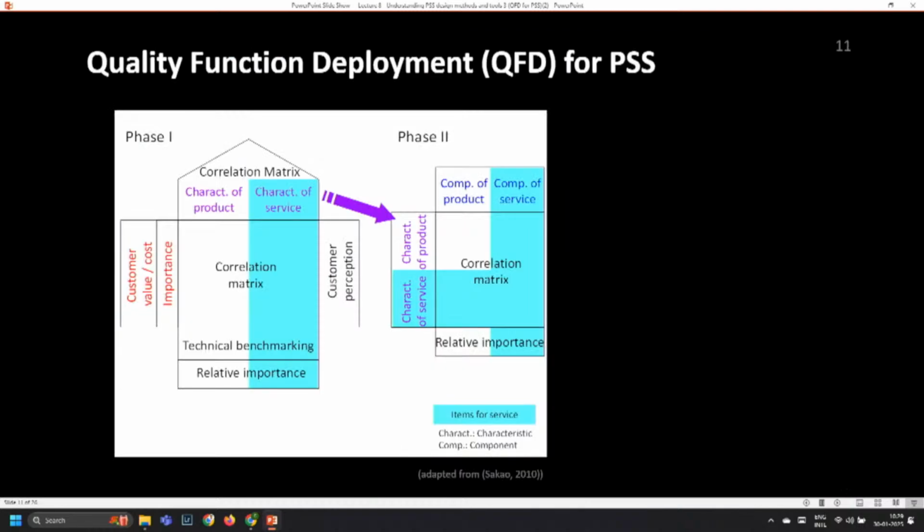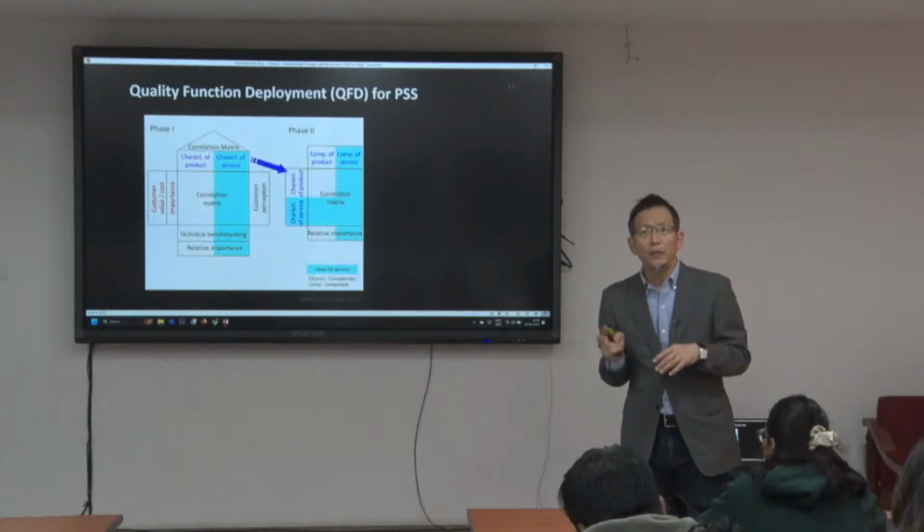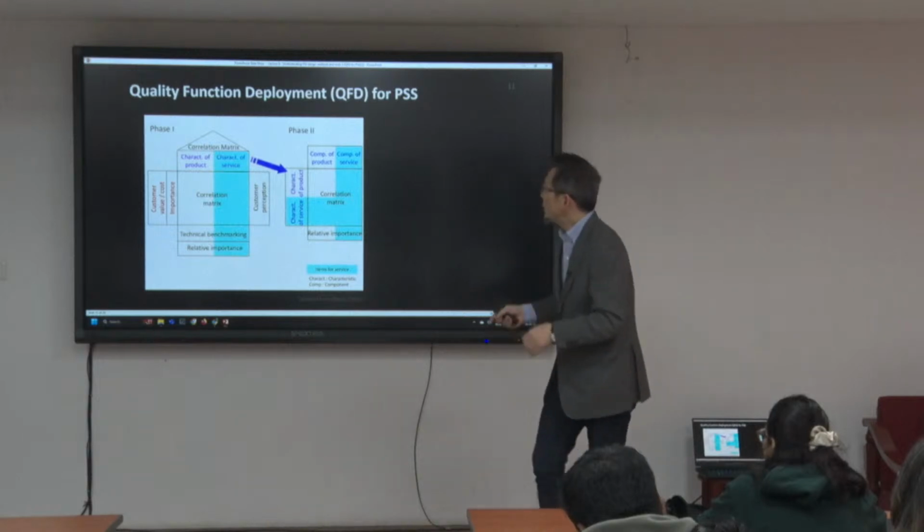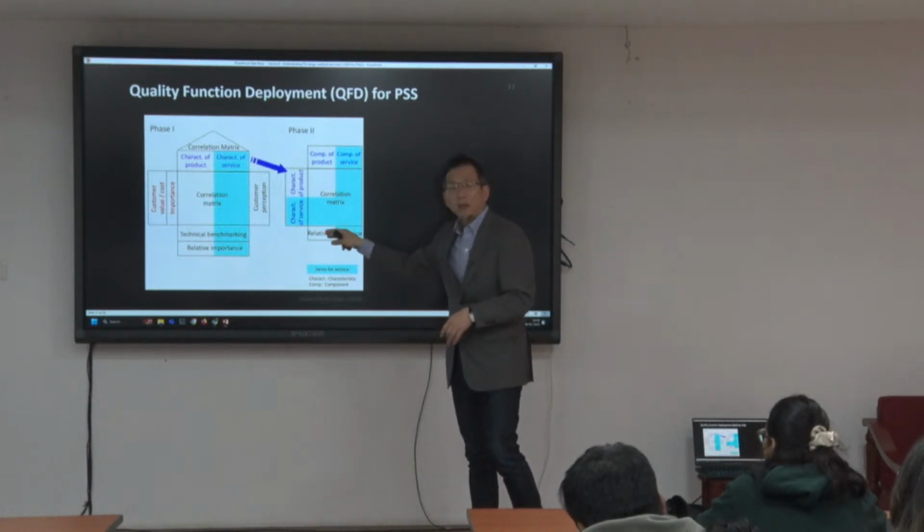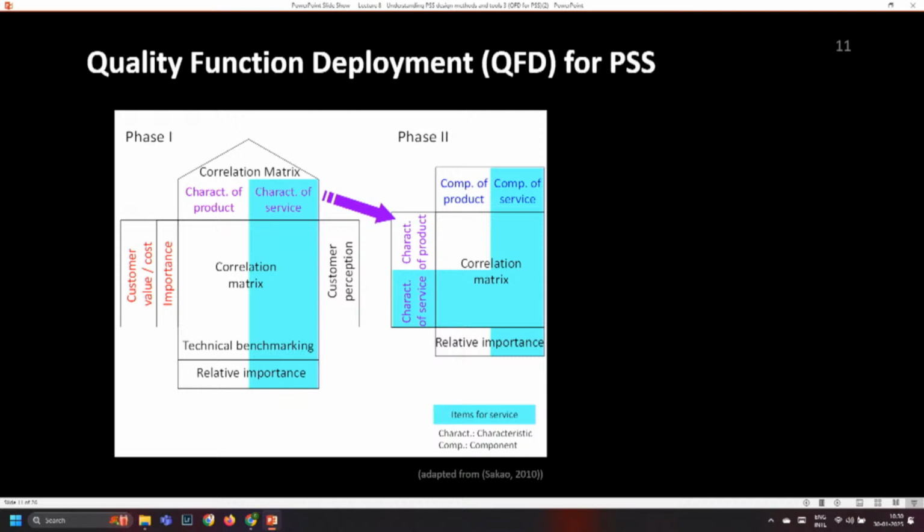And so QFD for PSS can consist of 2 phases. The first phase is correlating the customer values on the left-hand side you see, and the characteristics of products or characteristics of services at the top of the matrix on the left-hand side. So in the matrix you give differentiation in terms of the correlational strengths between a given customer value and characteristics.